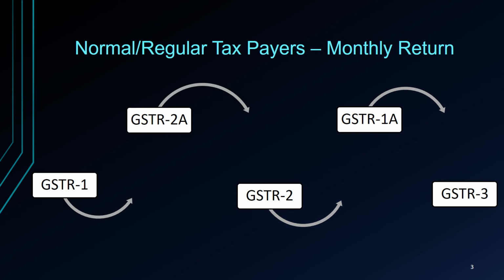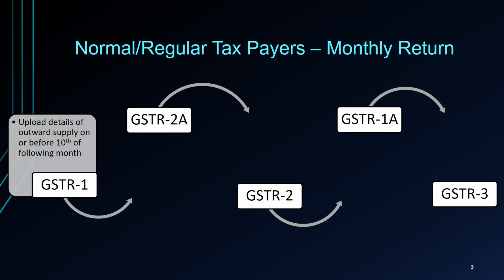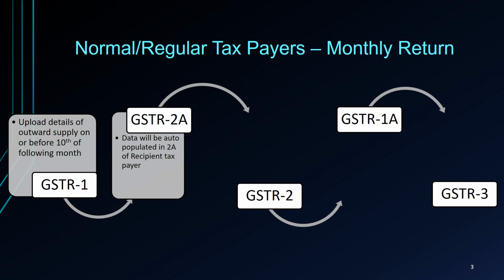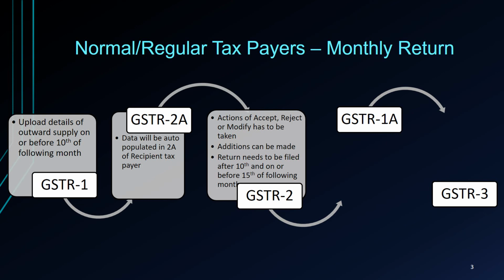GSTR 1, your sales return, is filed by the 10th of every month, and GSTR 2A is auto-populated information once GSTR 1 is filed, which means when your supplier files their sales return, as a customer, whatever supplies you have received will be available in your 2A. You would reconcile that with your purchase register, and if you find you have to accept them, you will accept.